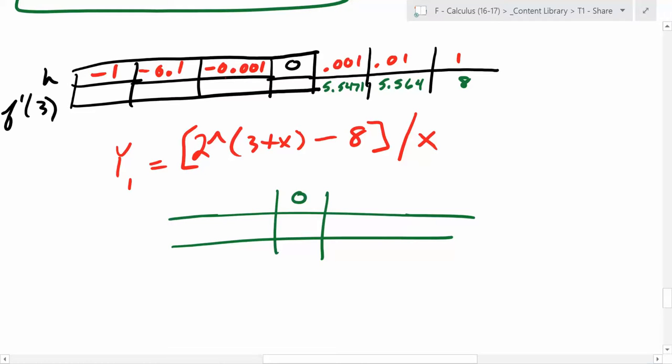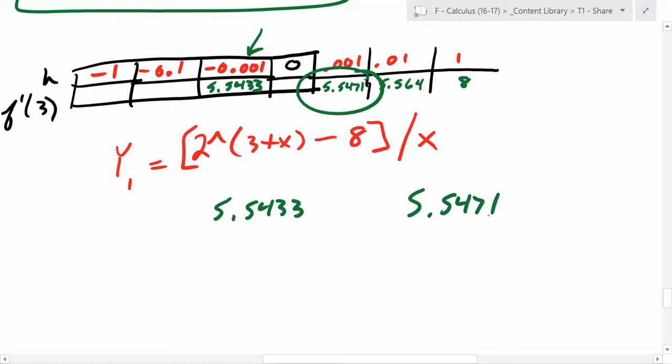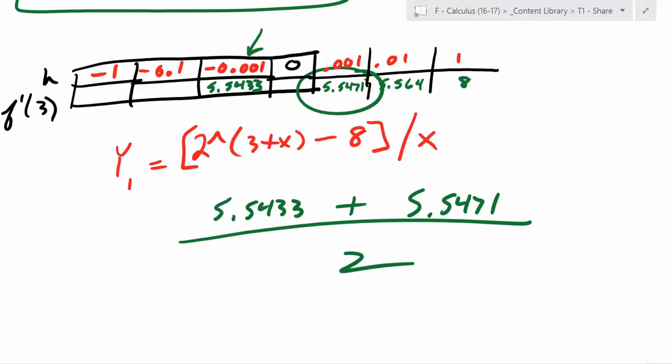Can someone tell me what happens when you plug in this number right here? Negative 0.001. 5.5433. So we have 5.5433 on the left of it, and what do we have right here? 5.5471. Are those pretty close together? So if you wanted to estimate them, what could you do? You could average it. And would that be a pretty good estimate? Now, if you wanted it even more accurate, could you get even closer? You can't plug in 0, but can you get as close as you want?